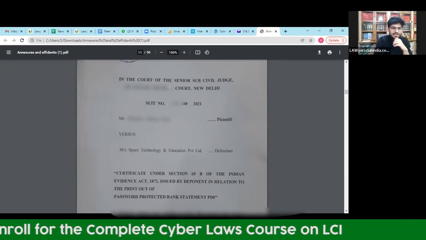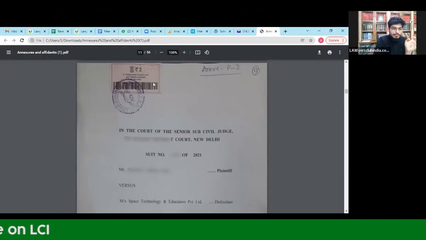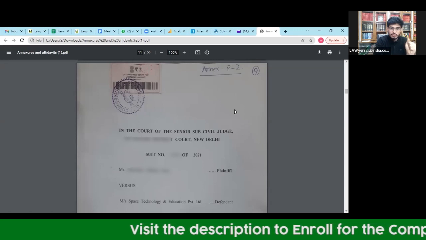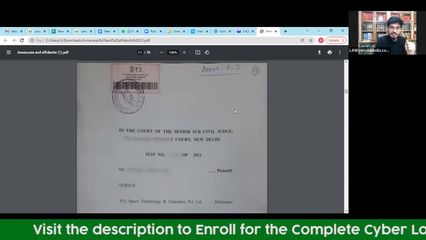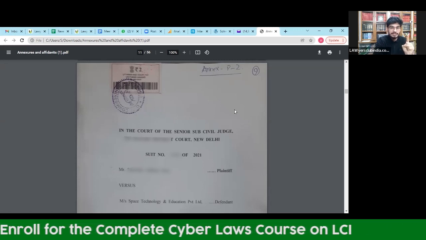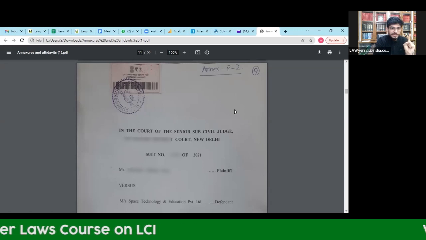So this is how you make a 65B certificate. You first have to be very careful that aapko postal stamps and all that, you have to have it on any affidavit or certificate that you are making. There has to be a court fee on it, because if it is undervalued or understamped, then it might as well get rejected. So that again, as I've told, Order 7, Rule 11 mein reject ho jayega.